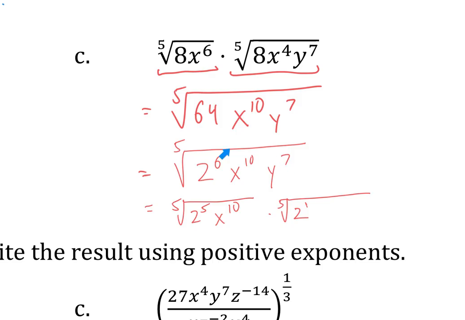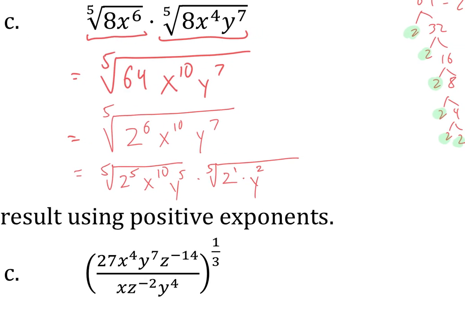Is 7 divisible by 5? Nope. The closest power smaller than 7 that's divisible by 5 is 5. And I need to put the leftover y's, y squared, over here. Because y to the fifth times y to the second. Oh, I'm sorry, those are y's. Let's get the right letter here. Gotta learn my alphabet. That's a y. There we go. y to the fifth times y to the second is y to the 7th. Okay, things we can take the fifth root of, things that we cannot.